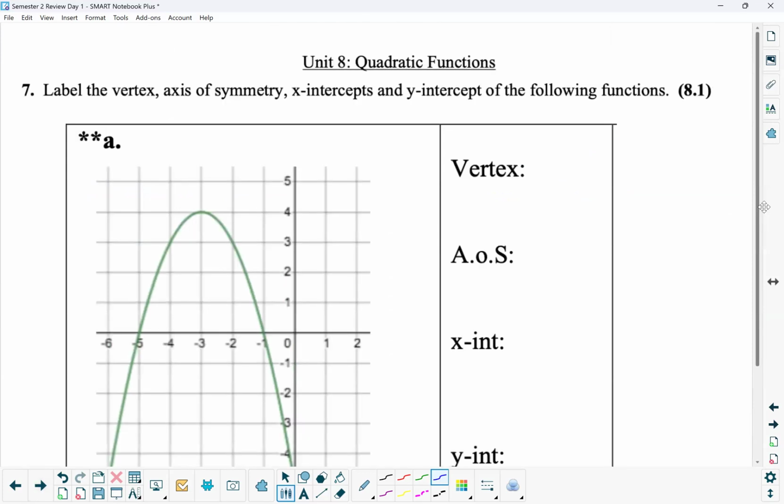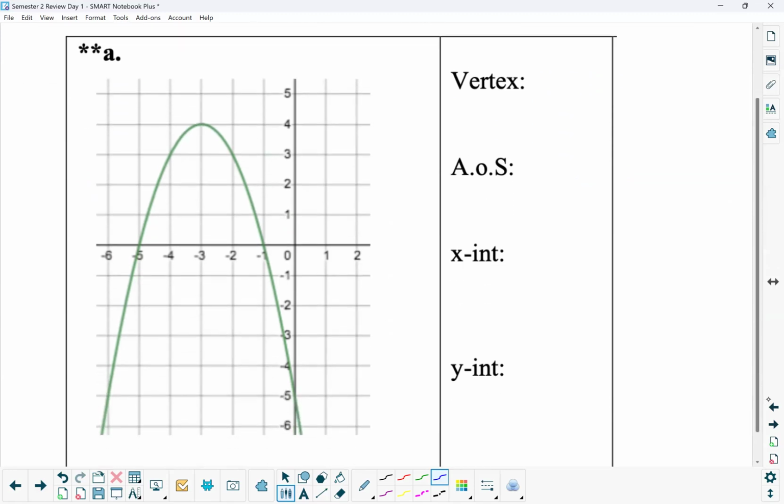All right, and that takes us to Unit 8, quadratic functions. Given a graph, we're going to label the vertex, the axis of symmetry, the x-intercepts, and the y-intercept. So let me get the graph so that the entire graph is in the screen. Perfect. Here's our vertex. It has coordinates -3, 4.